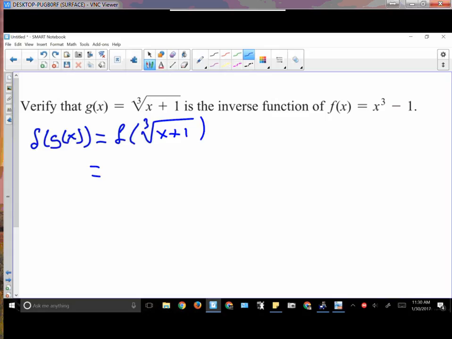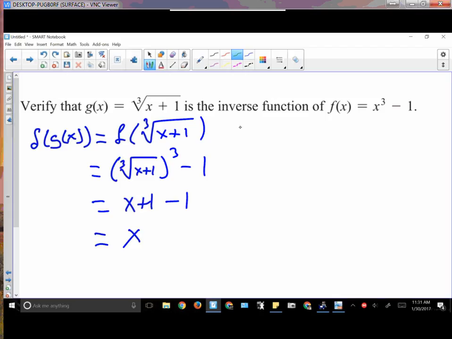Now that means that I am going to have whatever this is, which is third root of x plus 1. I got to raise that to the third power minus 1. So, if I take the third root of something and then raise it to the third power, do I go right back to where it started from? Do they undo each other? Yes, they do. So I end up with x plus 1 minus 1, so I just end up with plain old x. Equal to x. Okay, that worked out well.